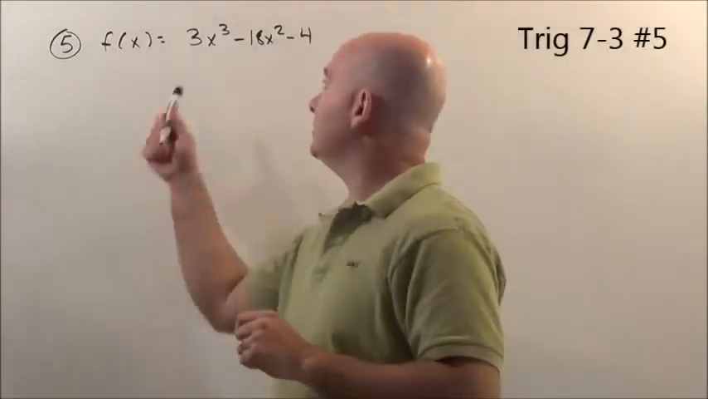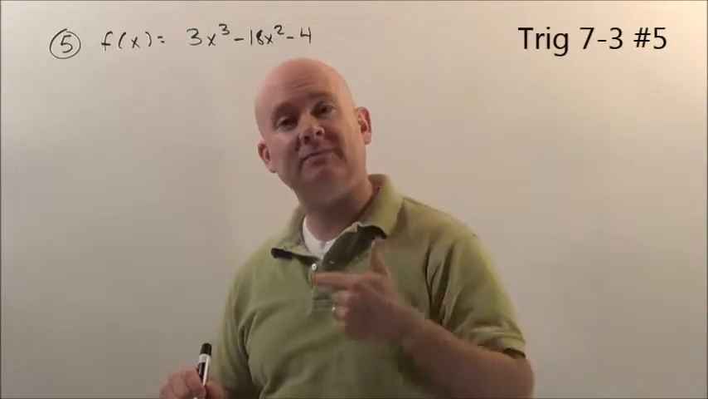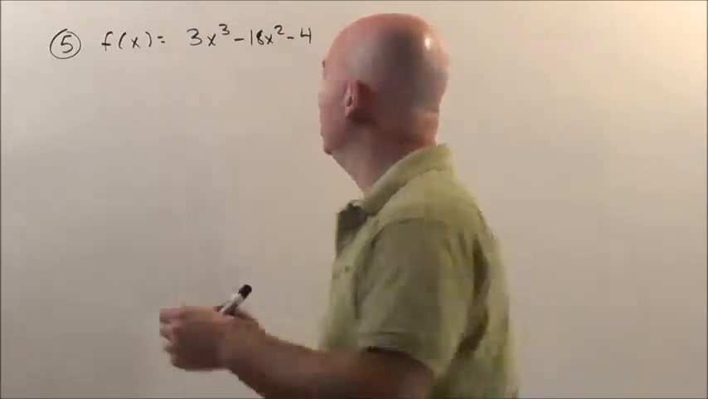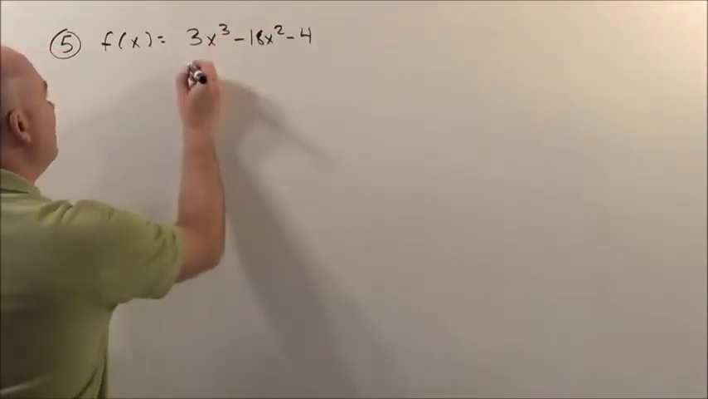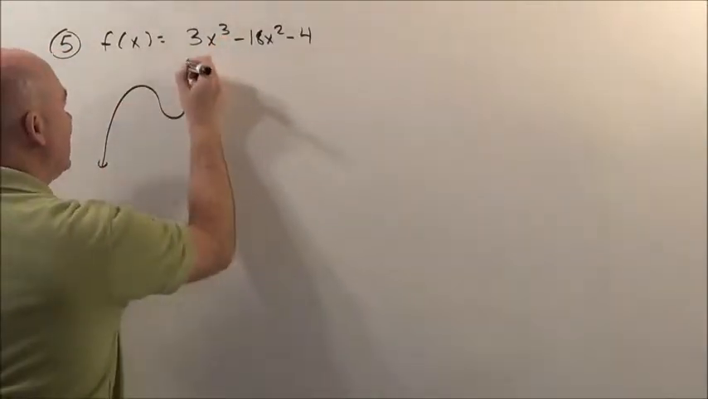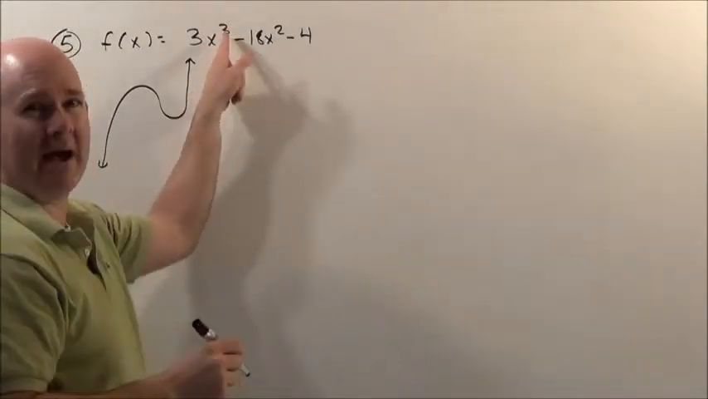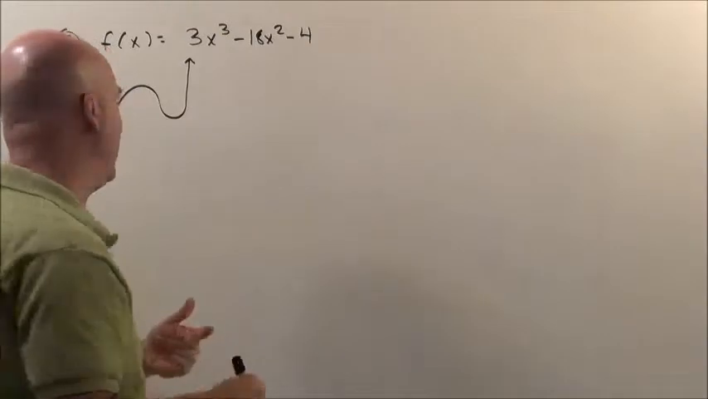Here's problem 5. It wants us to find the critical points and determine whether they're maximums, minimums, or points of inflection. Now when we start with this, it's to the third power. I know that this guy's going to come down, bend up like that, and then bend back down. That's anything that's an odd power: x to the third, x to the fifth, x to the seventh, and so forth is going to do that.